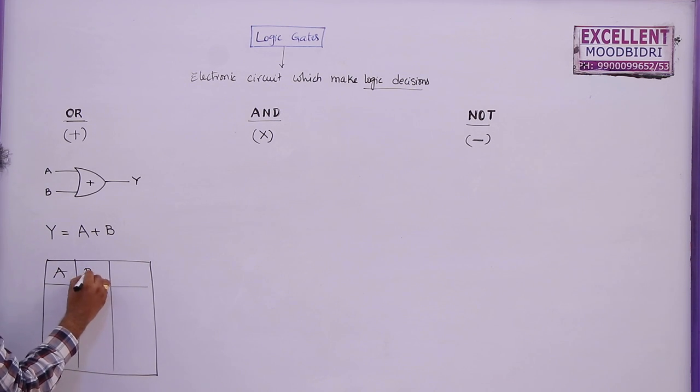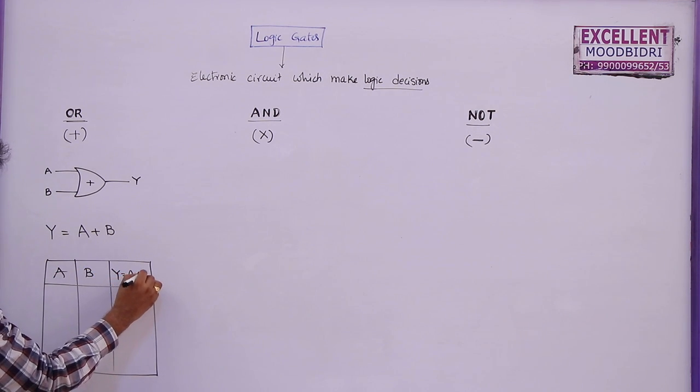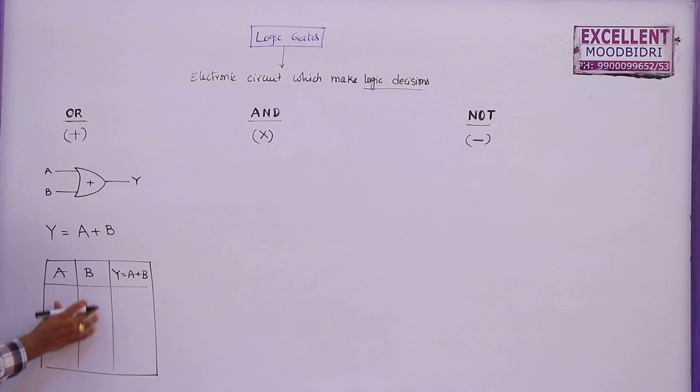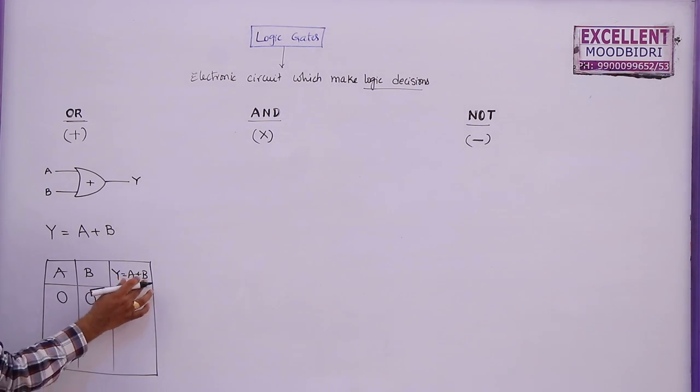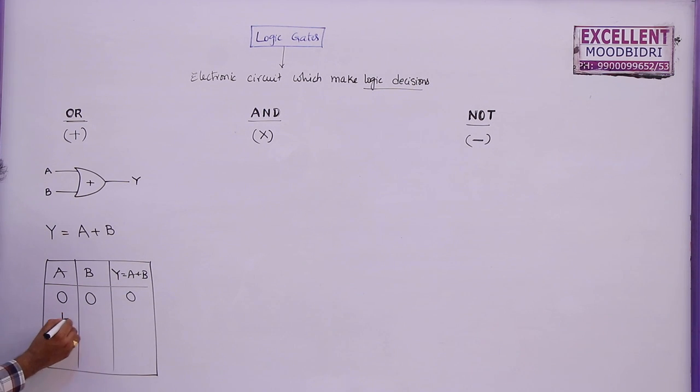This is A, this is B, and Y is equal to A plus B. So here we will write all the possible inputs. A may be 0, B may be 0. This is 0 plus 0 will be 0. A may be 1, B may be 0. This is 1. This may be 0 and 1. This will be 1. And 1, 1: 1 plus 1 is not equal to 2. This is also 1. This is the truth table for the OR gate.